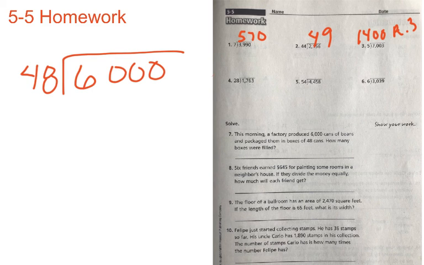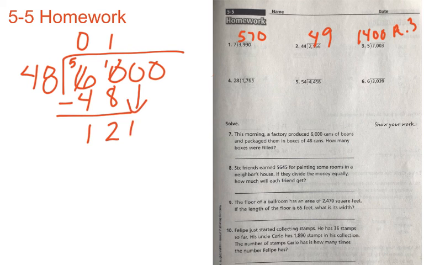Well, 48 can't go into 6 because it's larger. 48 can go into 60 one time because times 2 would be too large. So our 0 becomes a 10, our 6 becomes a 5. 10 minus 8 is equal to 2, and 5 minus 4 is equal to 1. So we're left with a remainder of 12. And then we can bring down our 0.